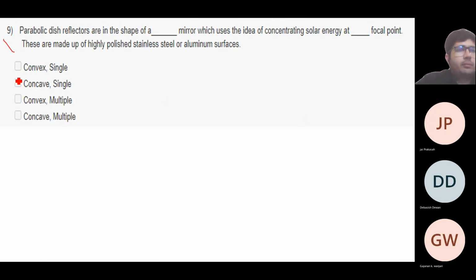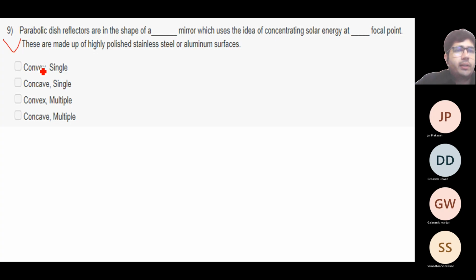Question number 9. Now a parabolic disc reflector is in the shape of a mirror, which uses the idea of concentrating solar energy at a focal point. These are made of highly polished stainless steel or aluminum surface.